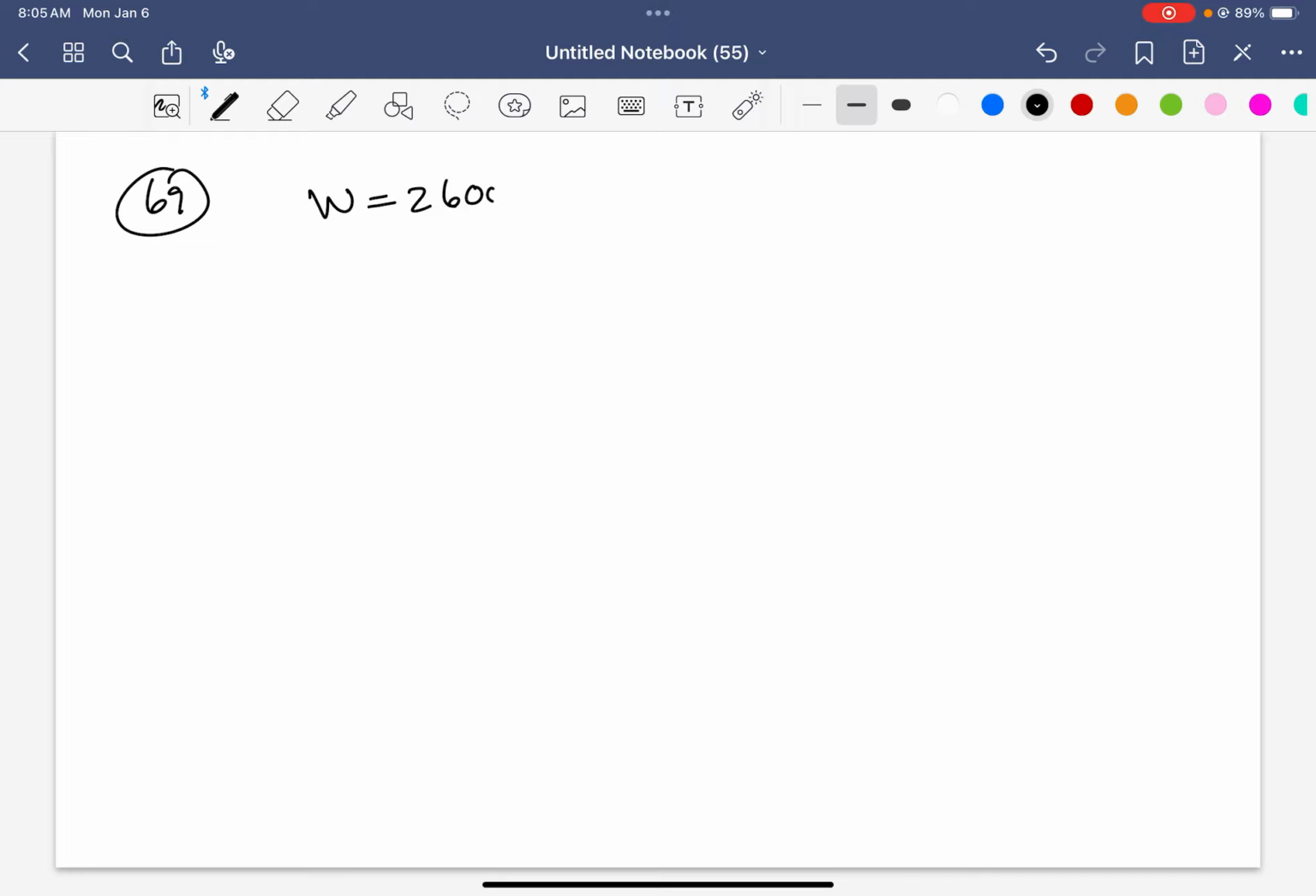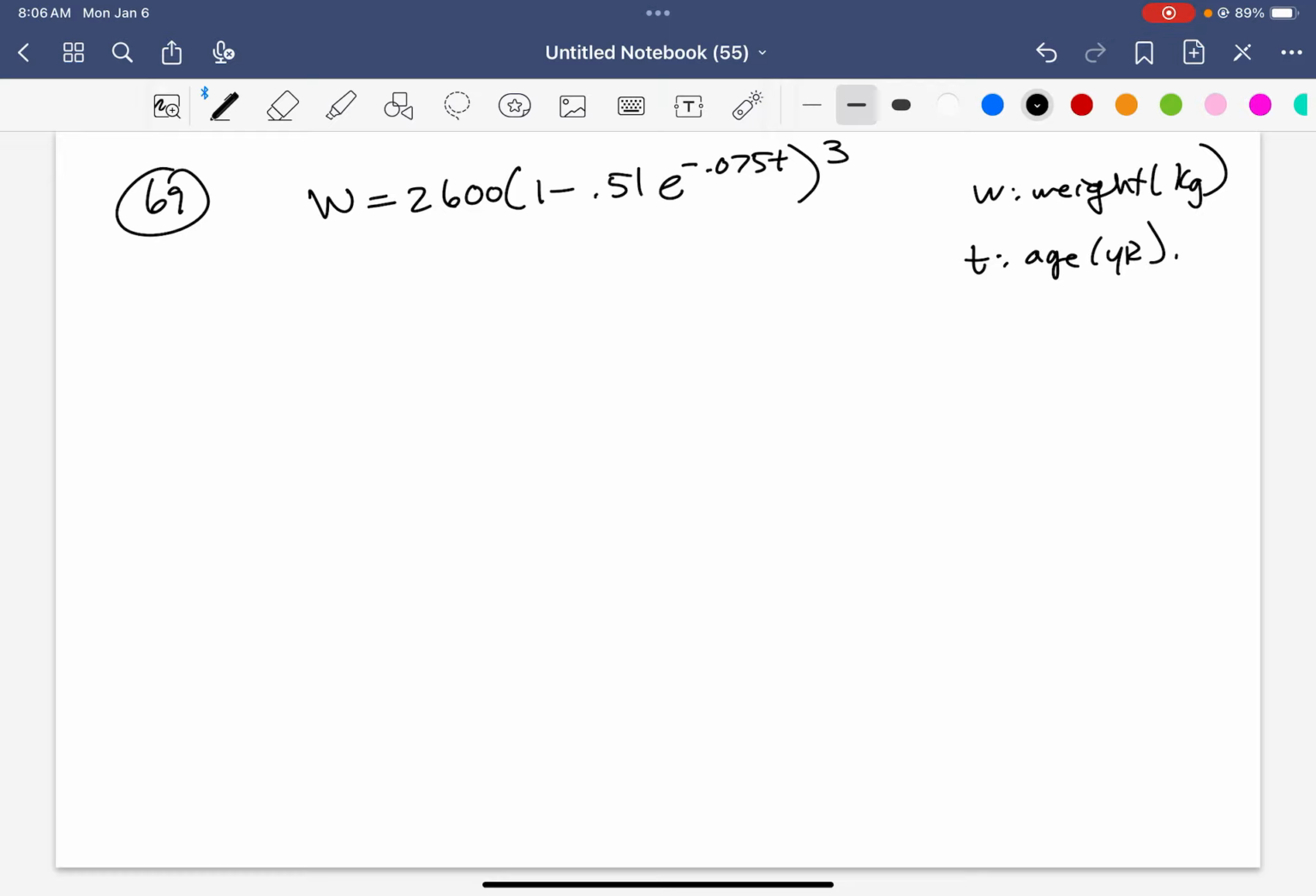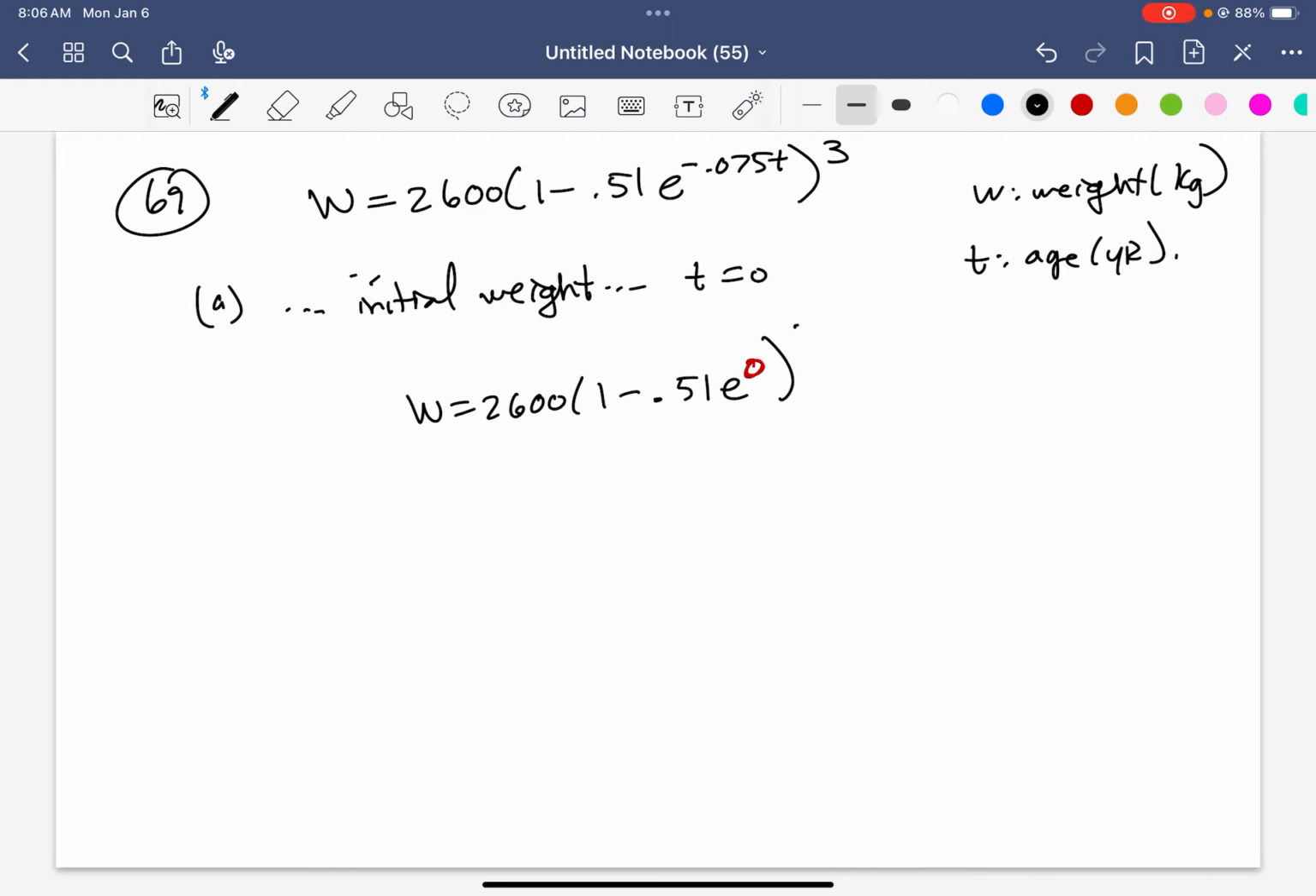Then we look at number 69, which says I've got elephant growth. Its W is equal to 2600 times (1 minus 0.51 e to the negative 0.075 t) cubed, where W is weight in kilograms, and t is age in years. And it wants to know what is the weight at birth. So part A is, it wants to know the initial weight, which means t is equal to 0. So W is equal to 2600 times (1 minus 0.51 e to the 0) cubed, and e to the 0 is just 1.